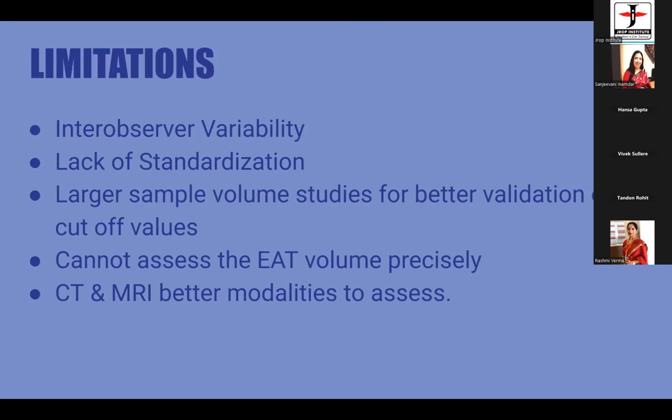Let us understand the limitations of epicardial fat measurement by echo. As we know, echo shows a two-dimensional structure of the heart, so it is difficult to measure the volume by echo. There is no standardization of measurement, no standard cutoff values, so more validation is required for the cutoff values. Hence, the epicardial fat can be underestimated. Therefore, CT and MRI are better modalities to assess.